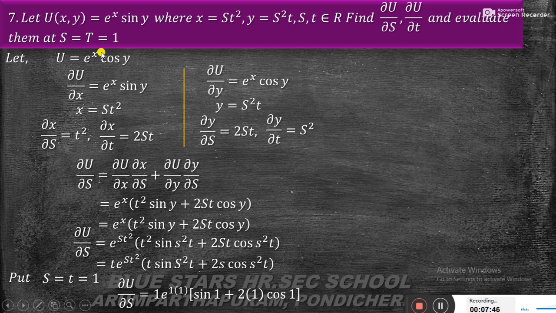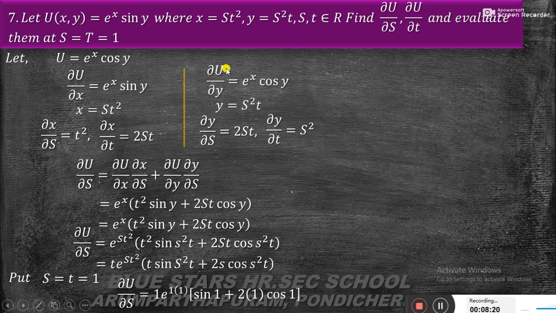So here u = eˣ sin y, here sin y will come. So ∂u/∂x: differentiate with respect to x on both sides. So ∂u/∂x = eˣ into sin y. So x = st². So ∂x/∂s: the derivative with respect to s is 1, so t². ∂x/∂t means s into the derivative of t², which is 2t, so 2st.